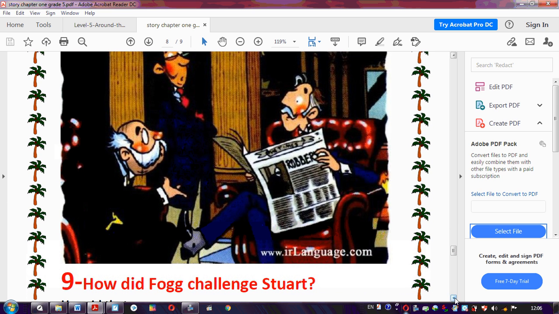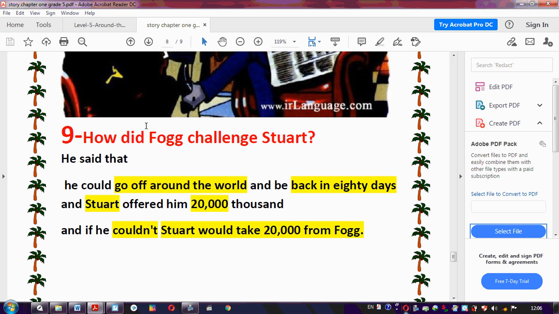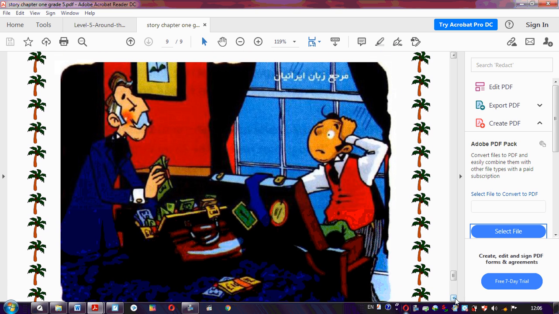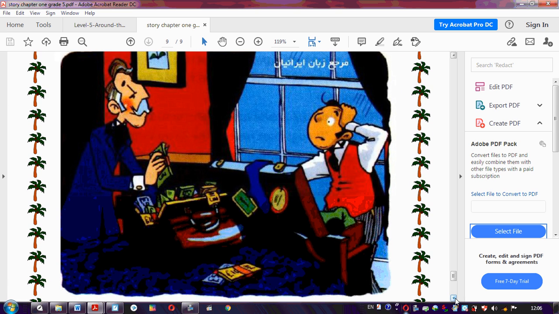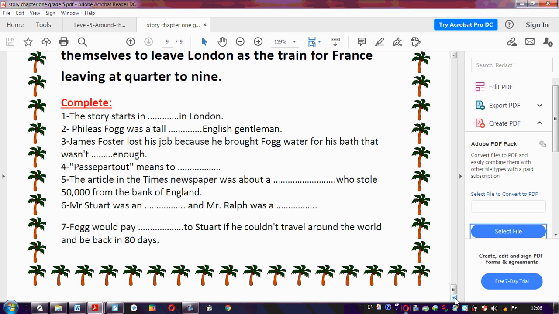This is the newspaper, and this is Mr. Stuart. Mr. Stuart has a challenge with Mr. Fogg. How did Fogg challenge Stuart? He said that he could go around the world and be back in 80 days, and Stuart offered him 20,000 pounds. And if he couldn't do that, Stuart will take 20,000 from Mr. Fogg, and this was the challenge. So now Mr. Fogg went quickly to the house and asked Passepartout to prepare themselves because they are going to travel around the world in 80 days.